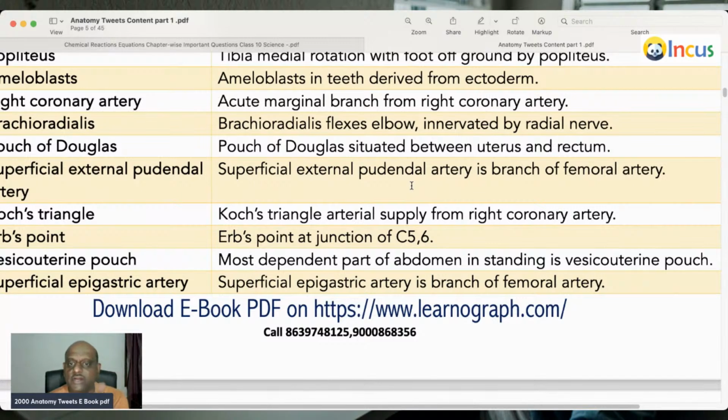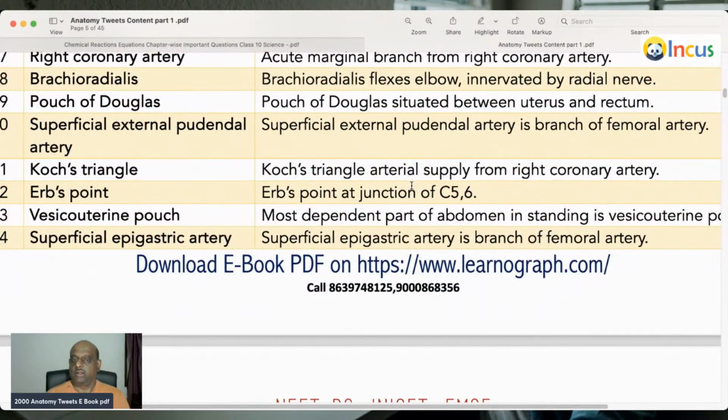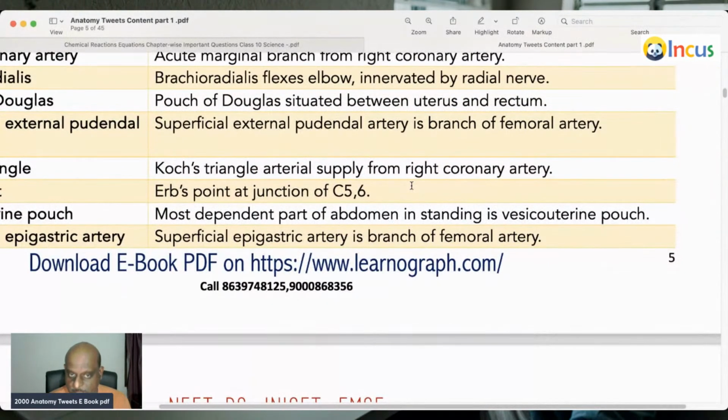The Koch's triangle arterial supply comes from which coronary? Right coronary, not left coronary. Which is called Erb's point? The junction of C5, C6 is called Erb's point. Erb's palsy is the upper brachial plexus palsy, is what you should remember.